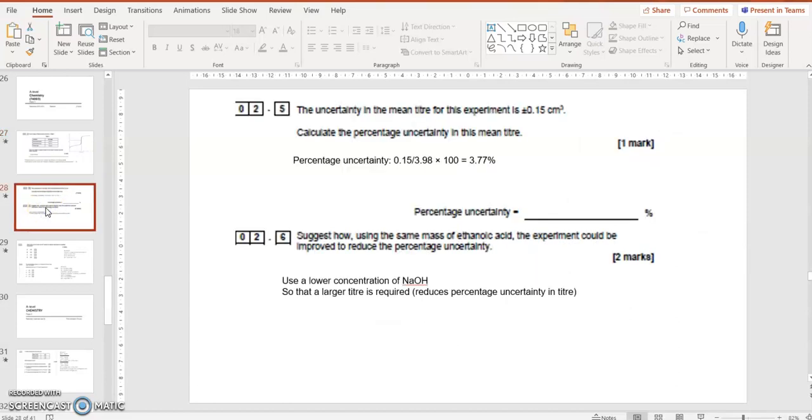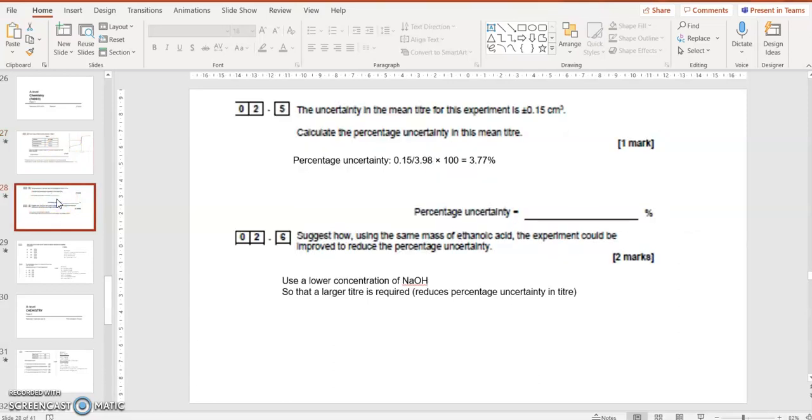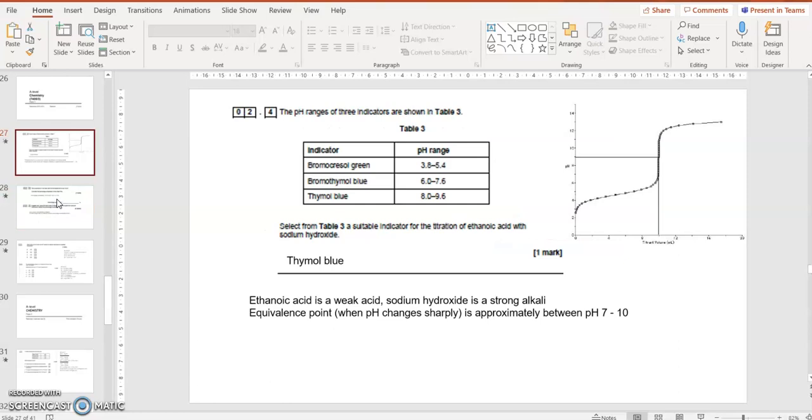The uncertainty in the mean titration is 0.015, so you take the percentage uncertainty and you divide by the volume. Where does it tell you the volume? The volume that you delivered. I don't know where it tells you the volume. Calculate the percentage uncertainty in this mean titration.